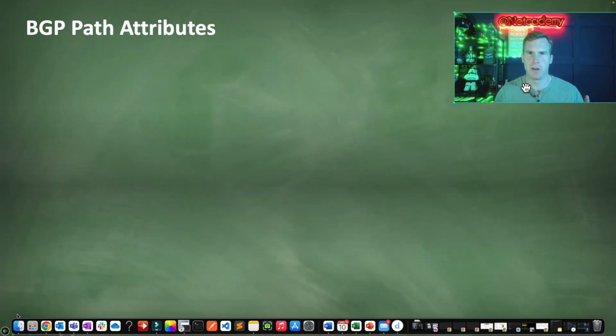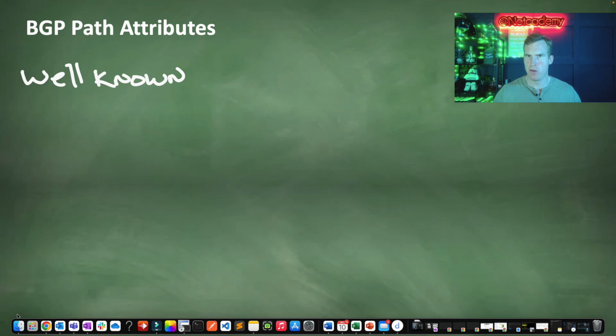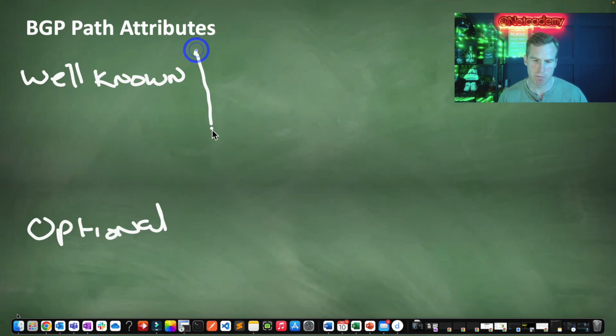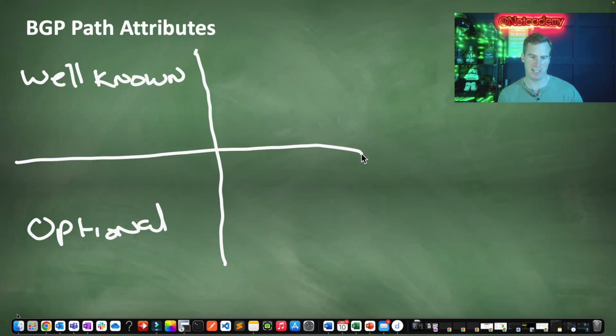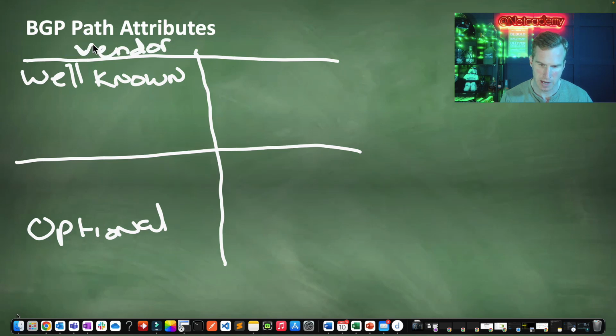So obviously, we're not going to do that, but first, let's start off with the different attribute types. First, there is the well-known type of BGP path attribute, but there's also a second one, which is the optional attribute. I'm going to break this into two different parts, or four squares if you want to think of it that way, because there are two different flavors of these BGP path attribute types. We've got the vendor support, and also we've got when they are sent.